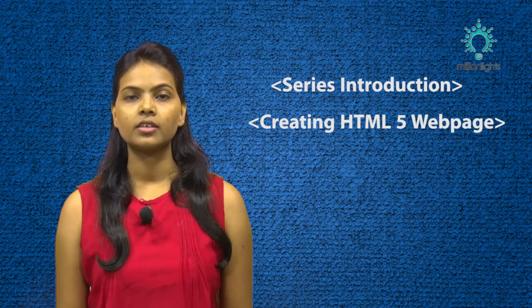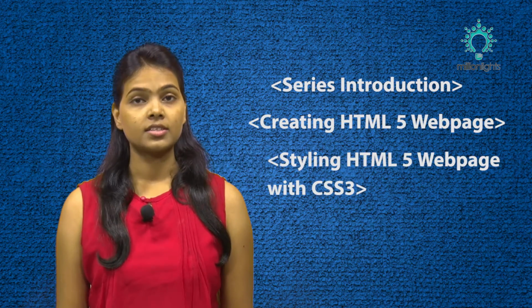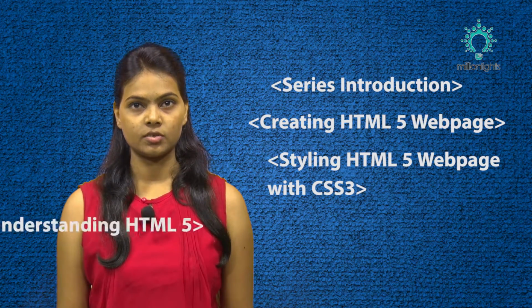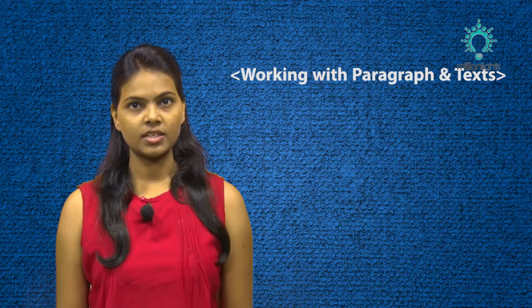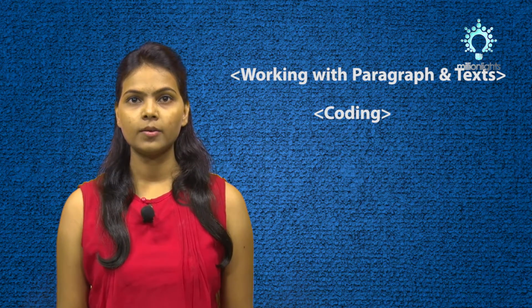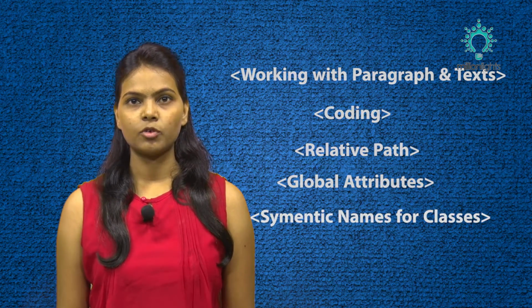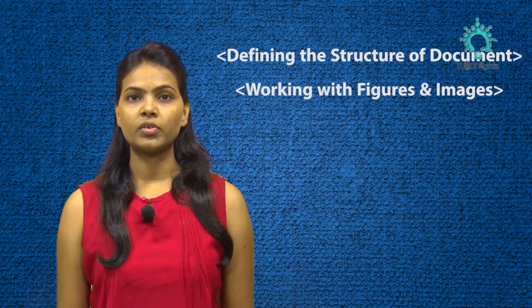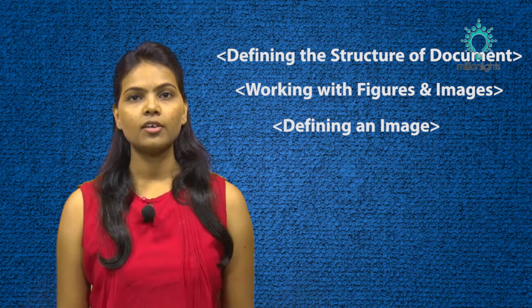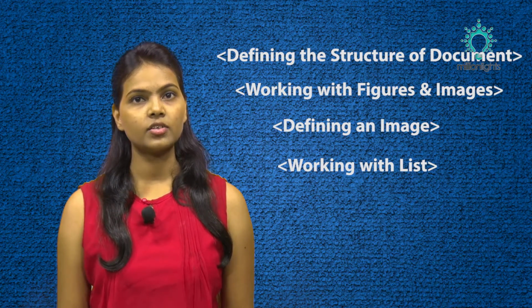In the previous episodes, we covered series introduction, creating an HTML5 web page, styling an HTML5 web page with CSS3, and understanding the HTML5, working with paragraphs and text, in which we covered coding part, relative part, global attributes, and semantic names for classes. Now we will learn defining the structure of document, working with figures and images, in which we will learn defining an image. After that, we will move towards working with lists and creating tables. So let's get started.